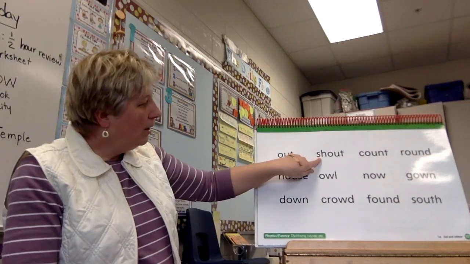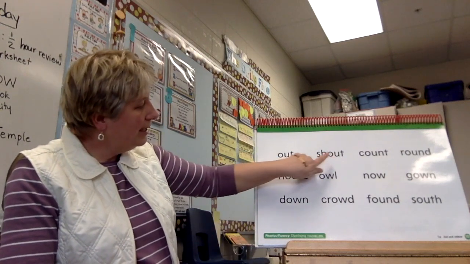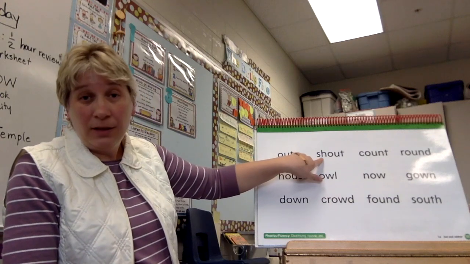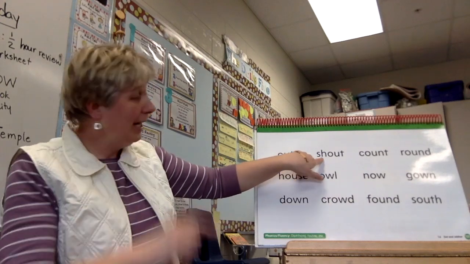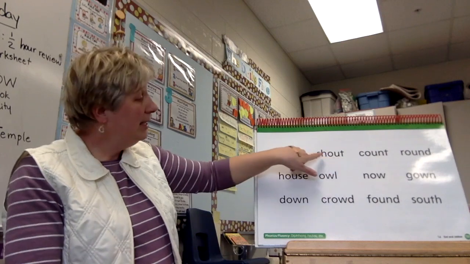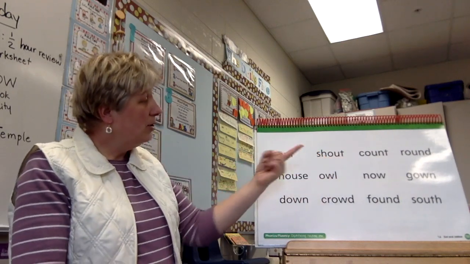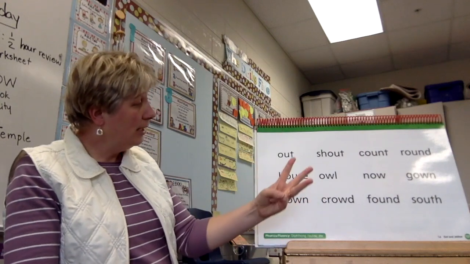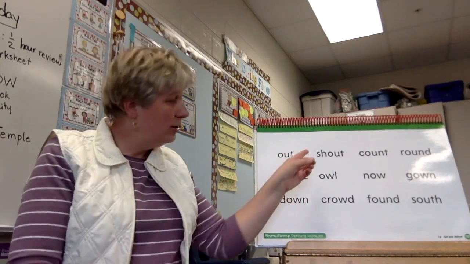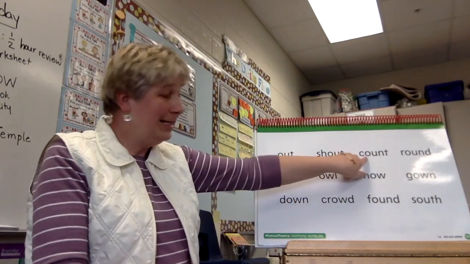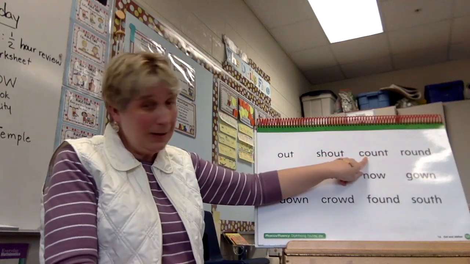Oh, here's another word that has OU in it. That has an H brother. Sh, sh, sh, sh. And a T at the end. So let's see how many chops it will take to chop this word out. It's sh, out, shout, shout. All right, get your chopping fingers ready. Let's try the next one.